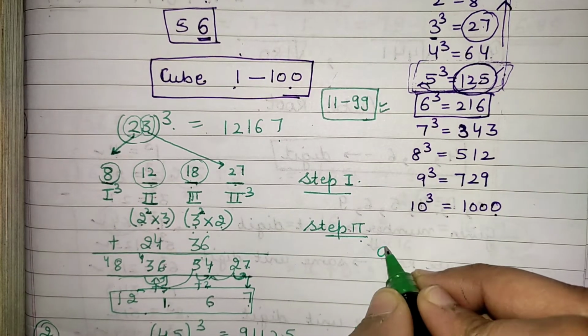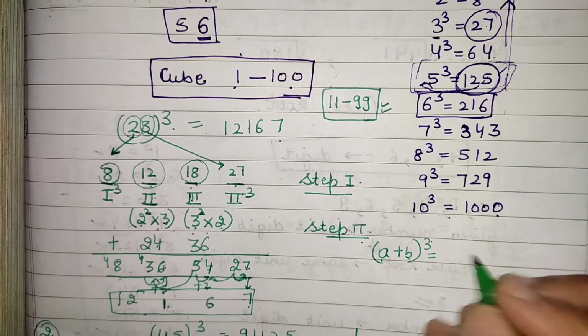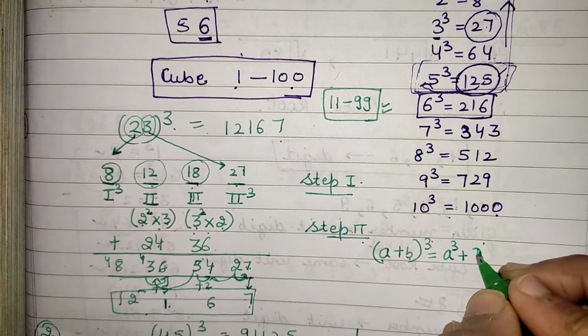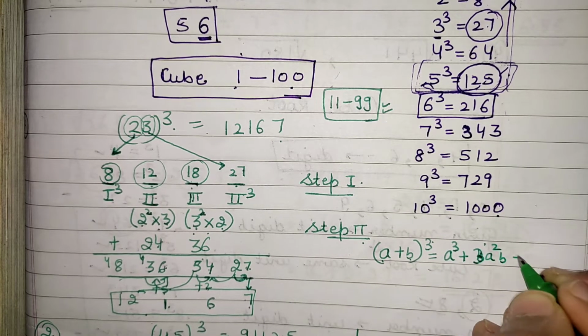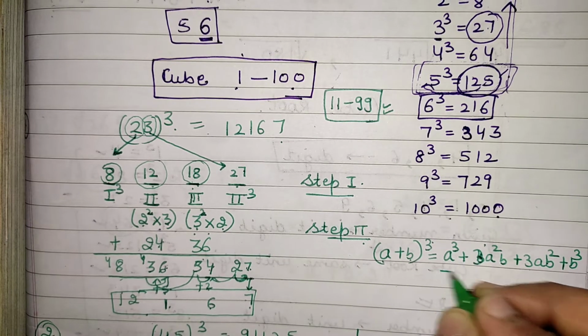This is nothing but the expansion of the formula: a plus b whole cube is a cube plus 3a square b plus 3ab square plus b cube.